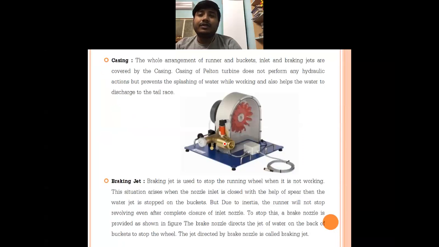सो दीज आर द ऑल कंपोनेंट्स ऑफ योर Pelton wheel. So next day we'll see the calculation and we'll solve some problems. Okay. So now if you have any question, then you can ask me. Anyone? Ronit, he was asking me a question. So ask me if you have any question.